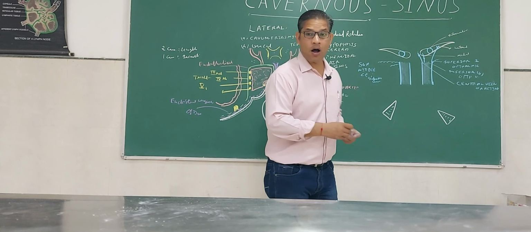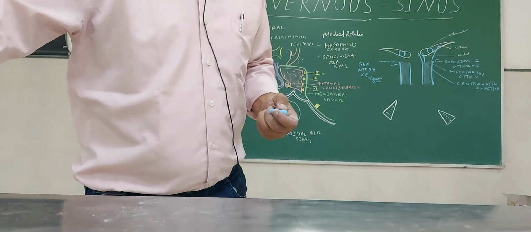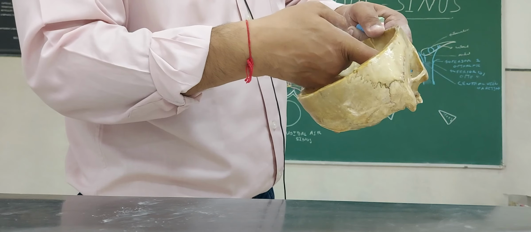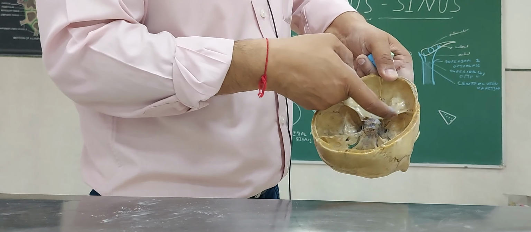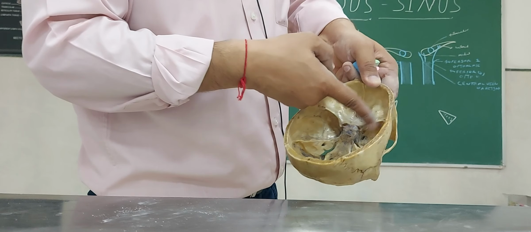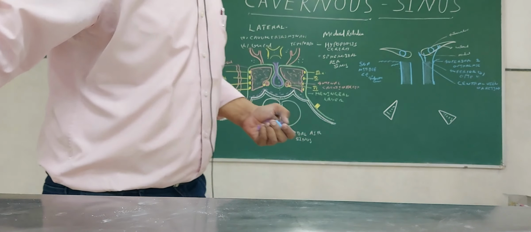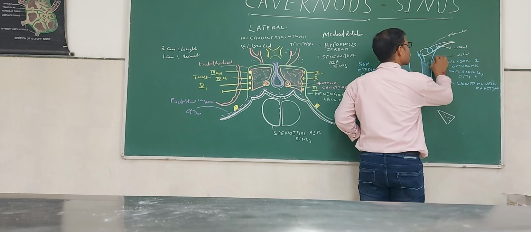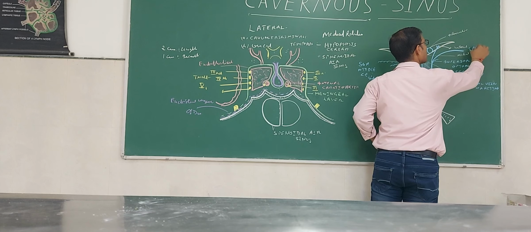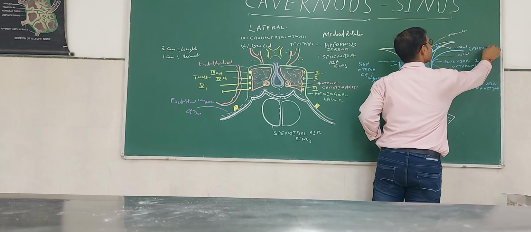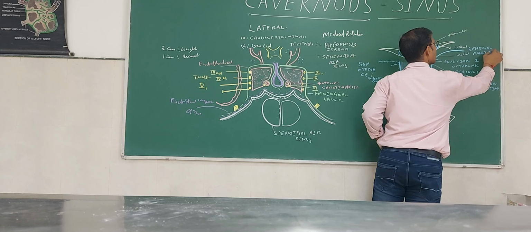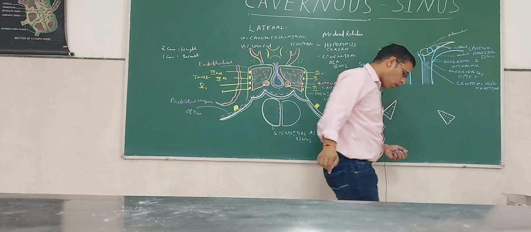And one more, look at this in the diagram also. This is the orbital fissure. From this the eyeball is drained, and there is a sinus along with this one, known as the sphenoparietal sinus. If I want to draw this one, it runs like this. This is the sphenoparietal sinus.